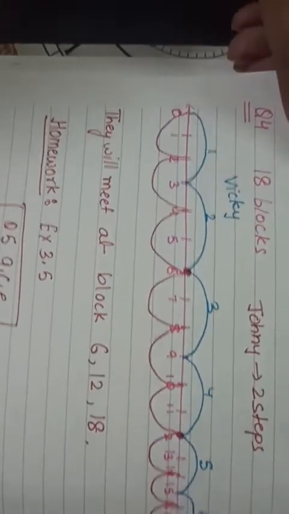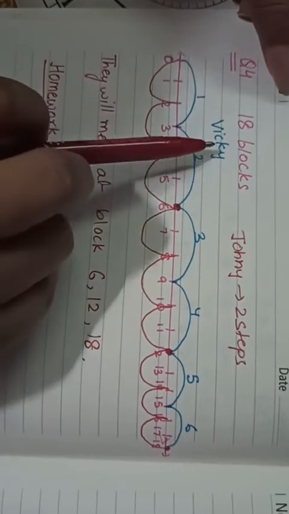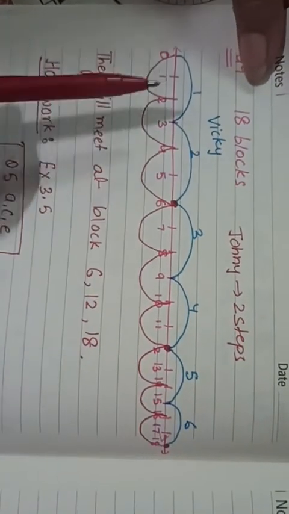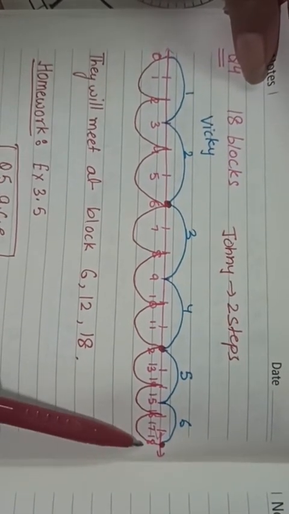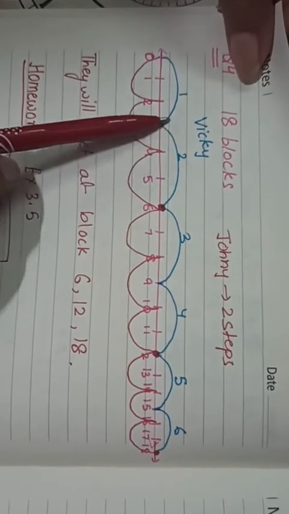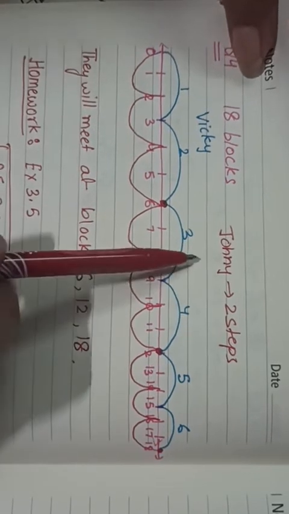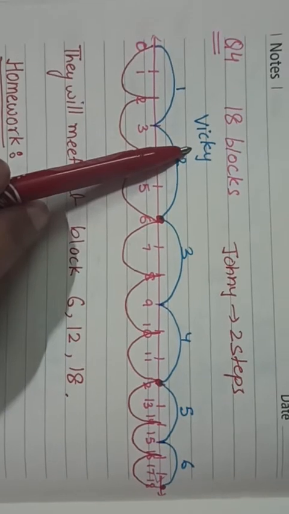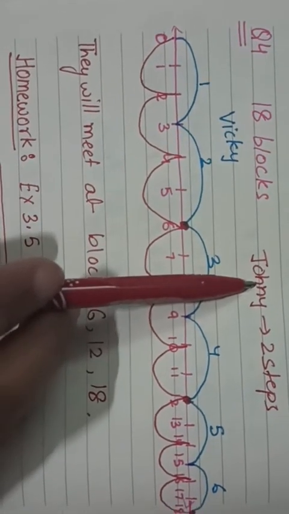So this is all for the class. One more question is there, question number 4 of your exercise. Here we've got two boys jumping on an 18 block number line. So I've counted till 18 on this number line. Vicky I'm representing by blue ink. Johnny I'm representing by red ink. Now Johnny is jumping by 2 steps and Vicky is jumping by 3 steps. We have to find out when Vicky and Johnny will meet.